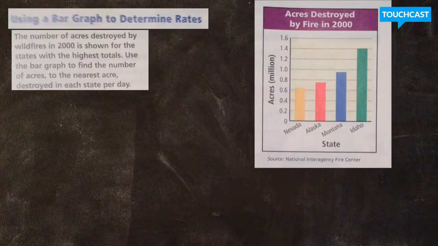The number of acres destroyed by the wildfires in the year 2000 is shown for the states with the highest totals. We're going to use the bar graph to find the number of acres to the nearest acre destroyed in each state per day. And in the year 2000, there were 366 days that year. So what we're going to do is first find the rate for each state.